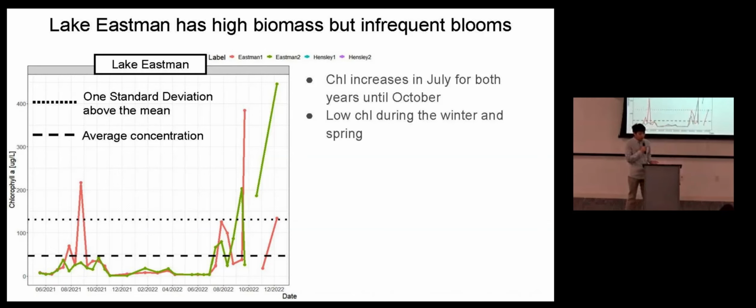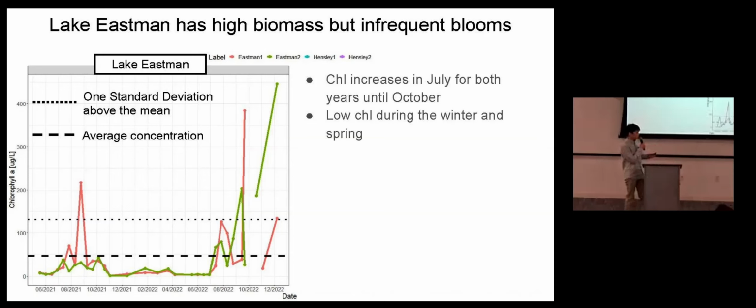At Lake Eastman, there are high chlorophyll locations, but infrequent blooms and higher variability, with chlorophyll levels being either well above or well below the average concentration. In terms of seasonality, Lake Eastman has increased biomass in July through October in both years. In between the summertime blooms, there are lower chlorophyll averages during the winter and spring.